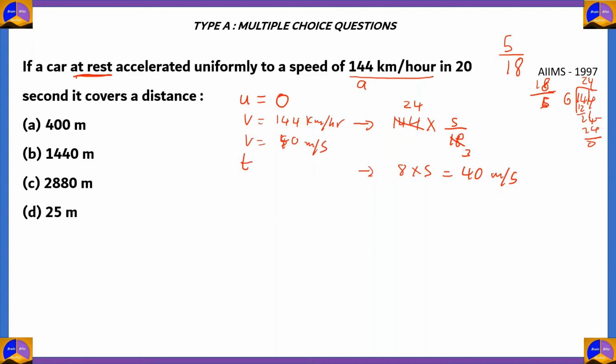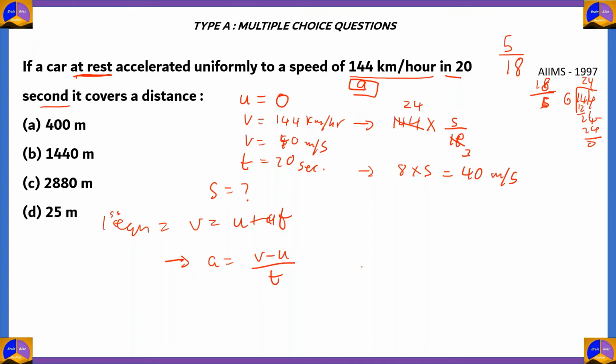And we have the time given as 20 seconds. So we need to use the equations of motion here in order to find out the distance, that is s. So first we need to find this uniform acceleration a. And you know the first equation of motion. The first equation is v is equal to u plus at. And we can rearrange this to get acceleration. So we'll get a as v minus u by t. And so we'll put in the values. v is 40 minus u is 0 divided by t is 20. So it's basically 40 by 20. 0, 0 gets canceled. 2 goes into 4 2 times. So you'll get the acceleration as 2 meters per second square.